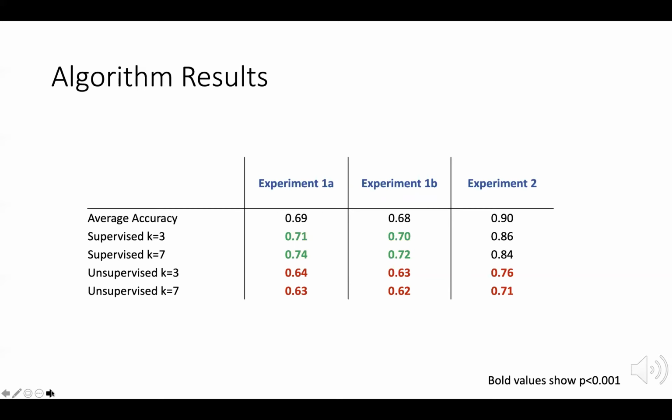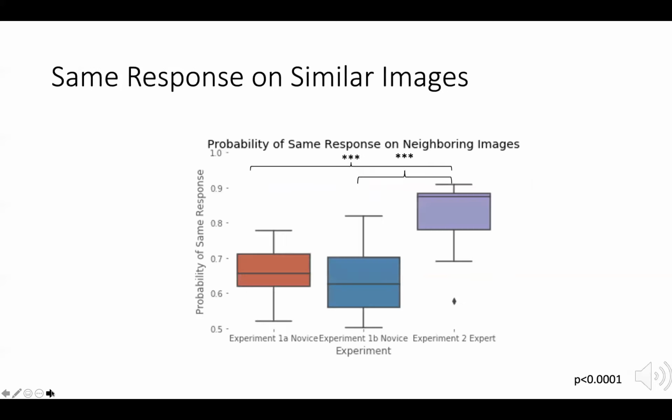One answer is that maybe experts give the same response on similar images. So looking at similar images is not going to fix an incorrect response, right? We looked at the probability of the same response on neighboring images, and as we can see, for novice experiments it's a lot lower than that of experts. So experts do give the same sort of response on similar images. Even if they are incorrect, they are consistently incorrect in that part of the representational space. This suggests that experts may be biased, while novices, with their mistakes, have variance in their decisions.